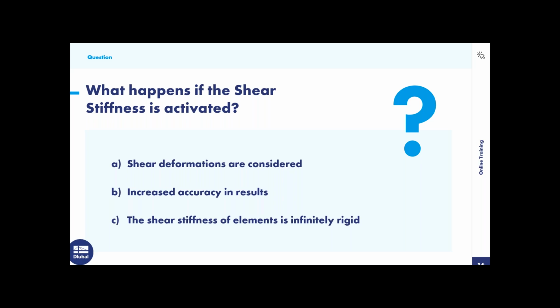All right, so it looks like a lot of people said A, a couple said B. So the question again, what happens if the shear stiffness is activated? Basically the correct answer is A, shear deformations are considered. When shear deformations are considered, it's because this means that the member or plate is not infinitely rigid, and additional deformations will occur along with higher shear forces.